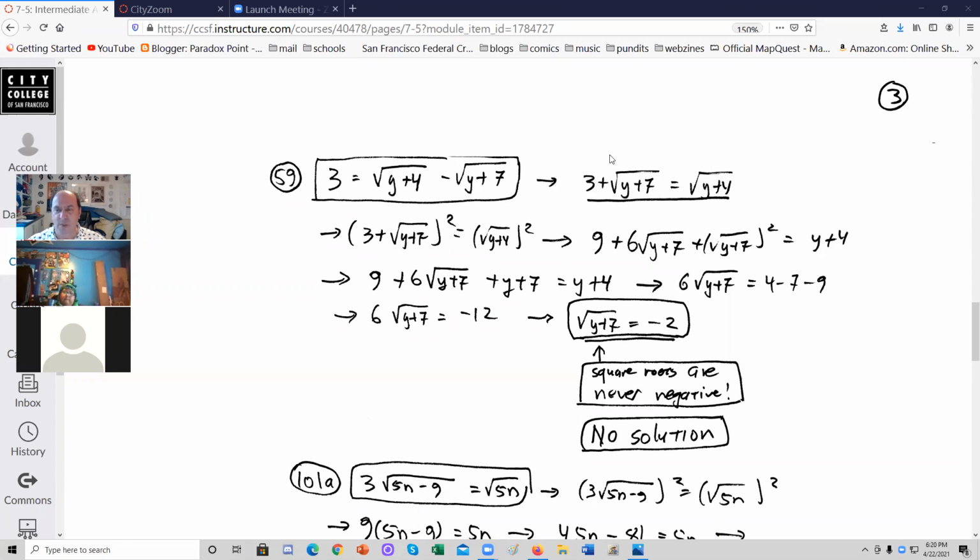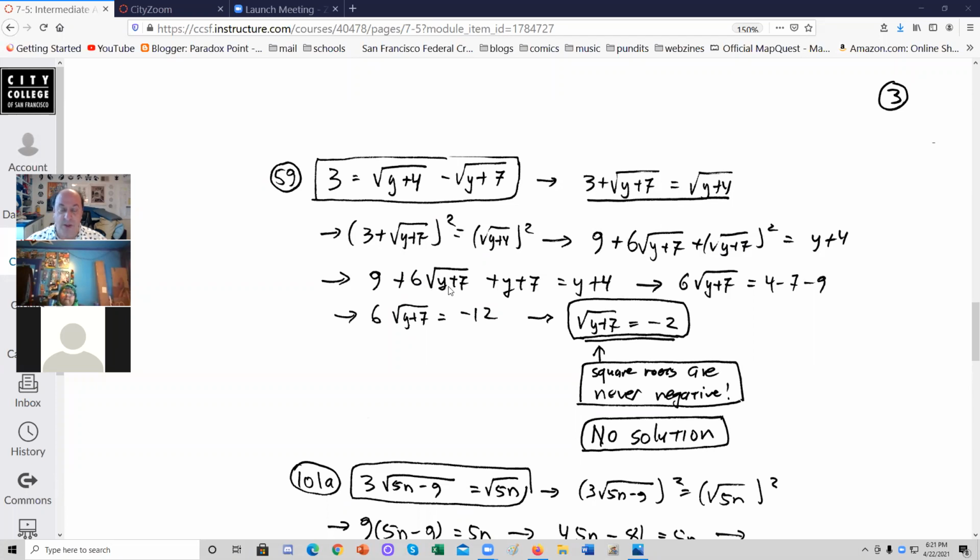Now, when we square both sides, this square root goes away, but we'll get a square of a sum, which gives you a cross term. Square of 3 plus root y plus 7 equals root y plus 4 all squared. Root y plus 4 all squared is just y plus 4. The square of a sum is square plus twice product plus square. 3 squared is 9. 2 times 3 times root is 6 root y plus 7. And here you have root y plus 7 all squared. All right, get rid of this square root. 9 plus 6 root y plus 7 plus y plus 7 equals y plus 4.